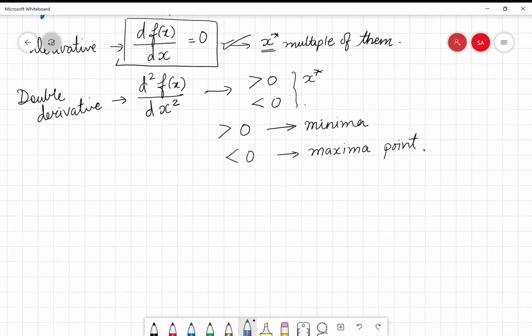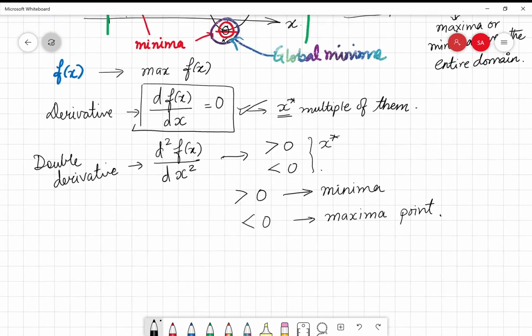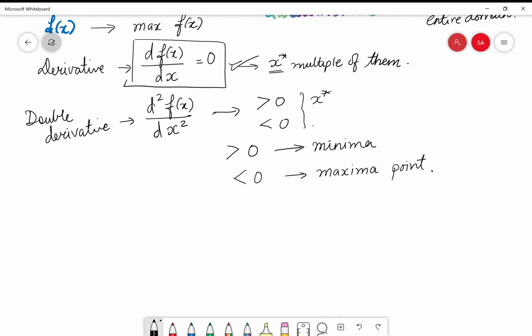Now let's take one more example to understand what optimization is. Let's take the example of a parabola. Suppose f of x is x square plus 2x plus 3. I want to find the minima of f of x.